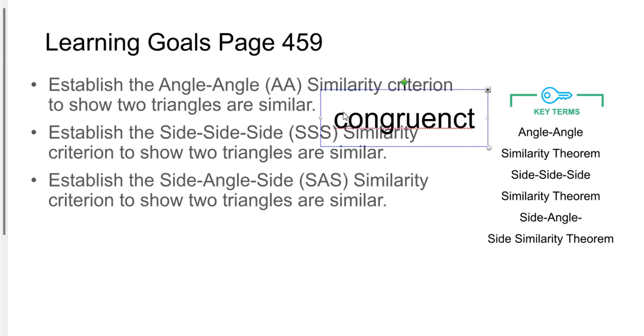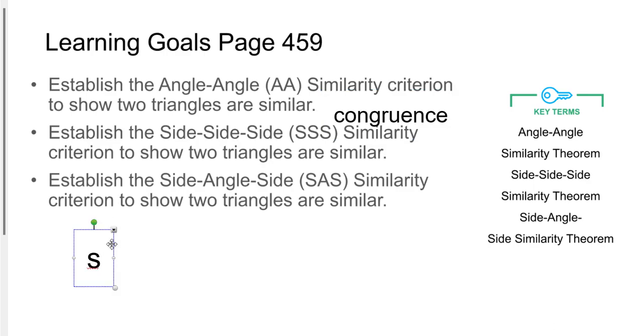You know side-side-side congruence, angle-side congruence. Now, the pictures will look very similar, no pun intended, to similarity. When it's congruence, remember that all the angles are the same and all the sides are the same. But with similarity, all the angles are the same and all the sides are proportional.